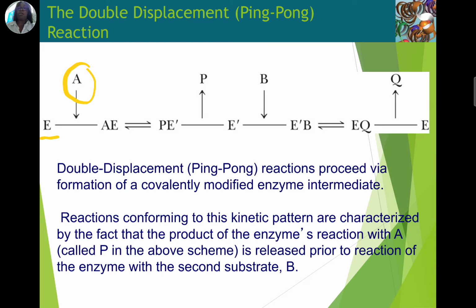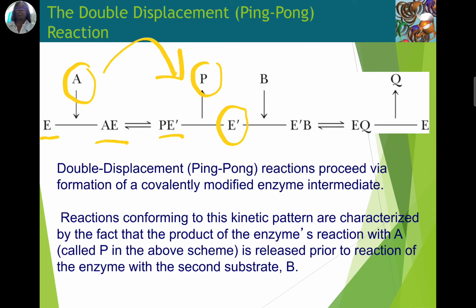Substrate A binds to the free enzyme to form the AE complex. As that happens, we get the first part of the reaction. The first part of the reaction changes A, substrate, into P, product. So we now have the product enzyme complex. The product is now released. So what has happened? We've converted A into P. But we're still trying to get Q as well. So we now have the activated free enzyme.